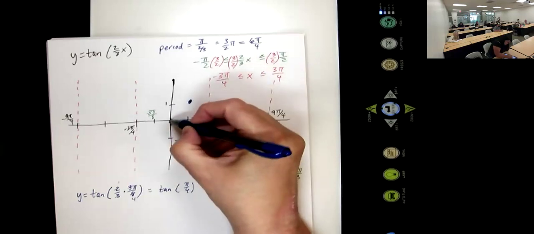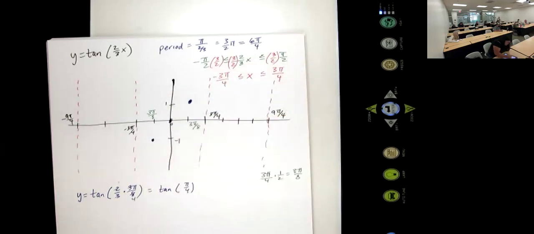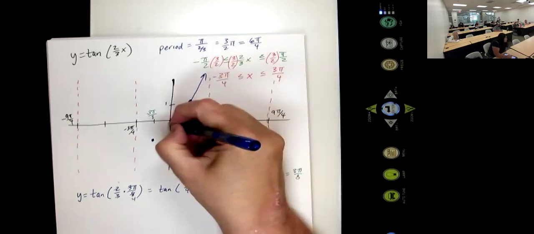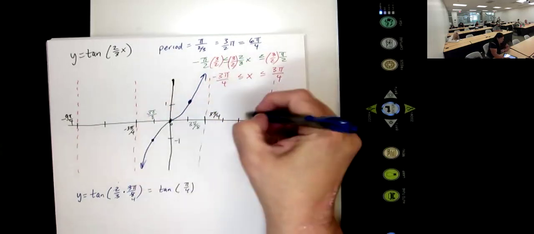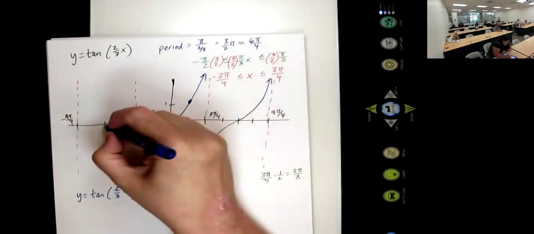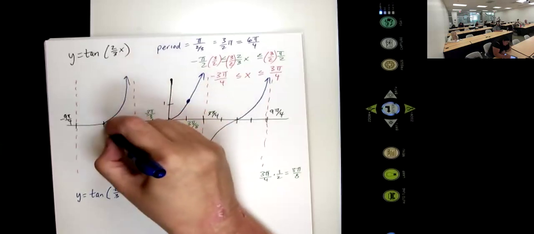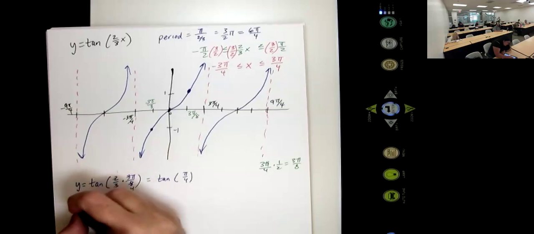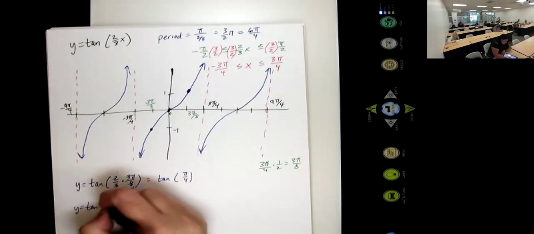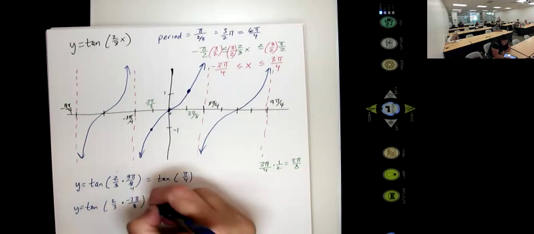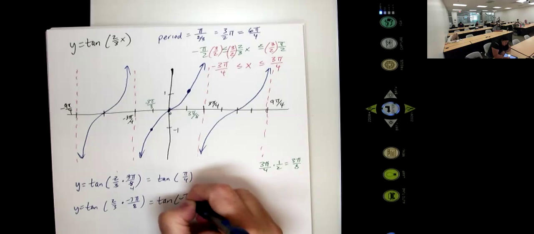So we should still have that, until we do phase shifts and stuff like that. Should be like that. Now we get it repeated over here and down there. You can do the same thing with the negative 3 pi over 8. Should get tangent of negative pi over 4.